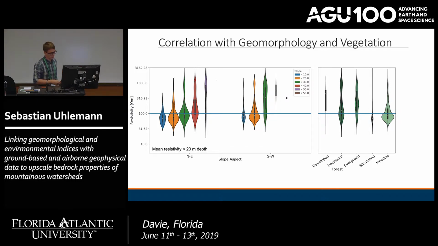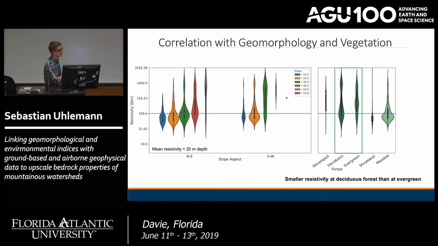If you look at just the vegetation, we see probably what you would expect. You have smaller resistivities where you have meadows and shrublands, and forests generally tend to have higher resistivities. And if we split forests up into deciduous and evergreens, we can see that evergreens grow on bedrock with even higher resistivity than deciduous forests.